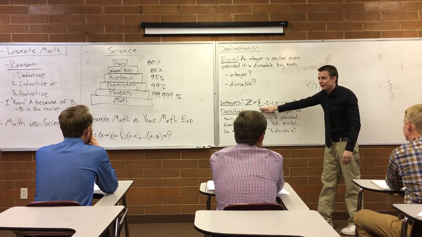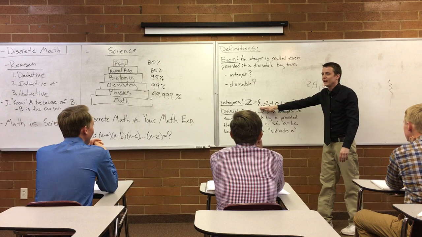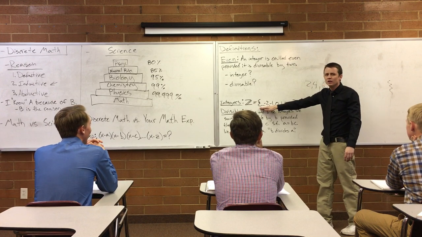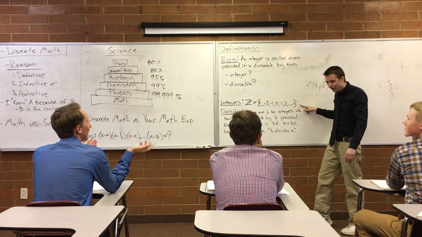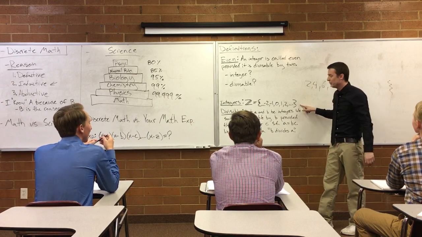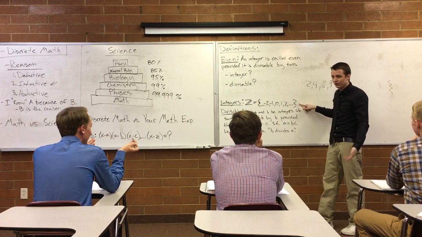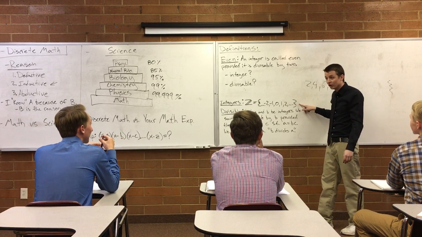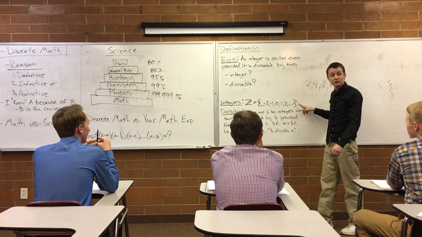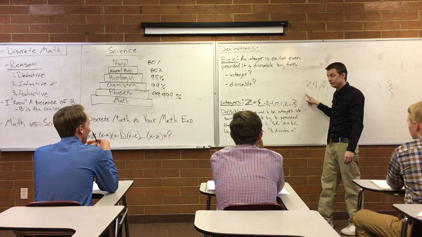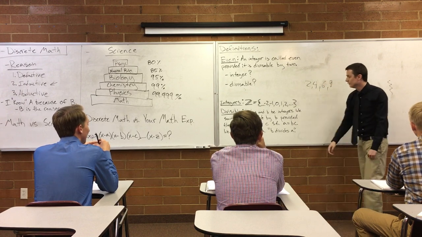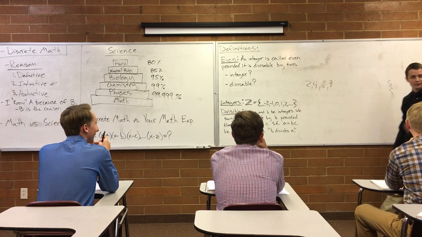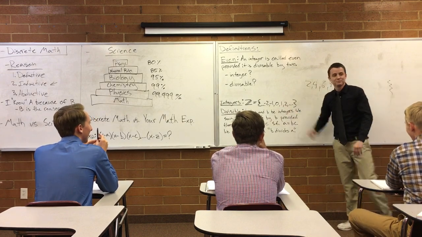What about 56? Is that an integer? Yes. What about 10 halves? Well, yeah, 10 halves is 5, which is an integer. What about 0 halves? Yes. 0 thirds? Yes. Square root of 2 times 0? Yes. Wait, what? Square root of 2 times 0 is 0. It is an integer. Right.